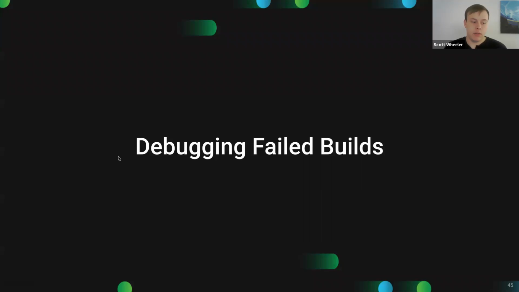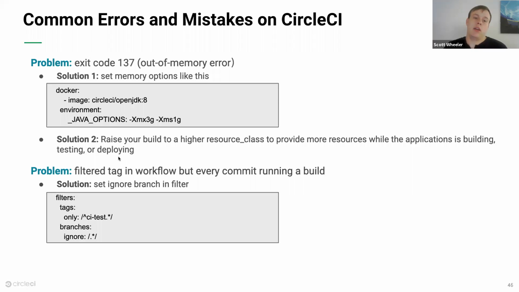Debugging failed builds. Common errors and mistakes on CircleCI. Exit code 137 means that you are out of memory. If you're using a Java-based image or building Android apps, there's a good chance that the Docker container doesn't have enough memory. So the solution to this is to raise to a higher resource class to provide more resources when the application's building. Some optimizations you could try are setting the Java options, or take a look at our support center. We have a lot of good information on out-of-memory errors.